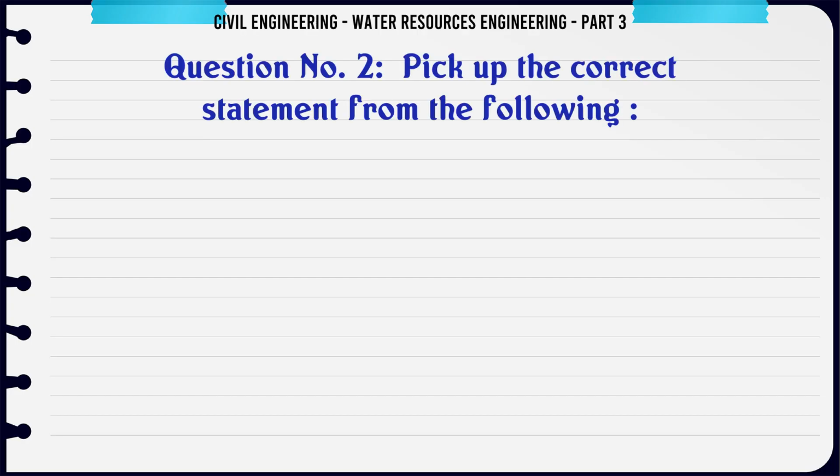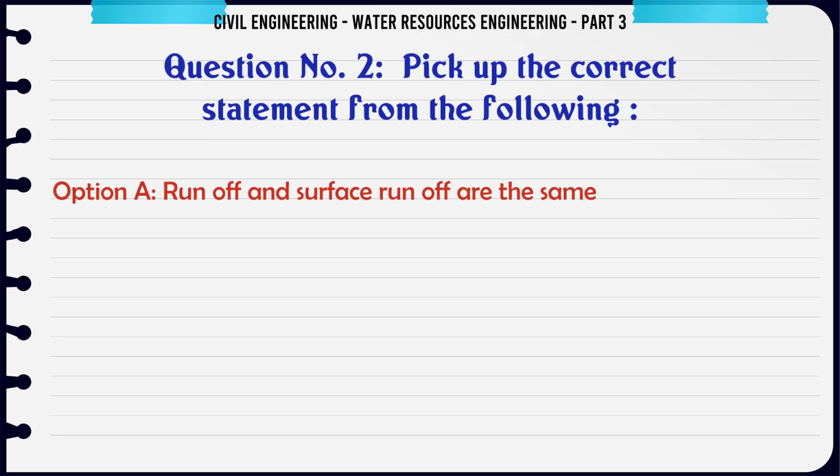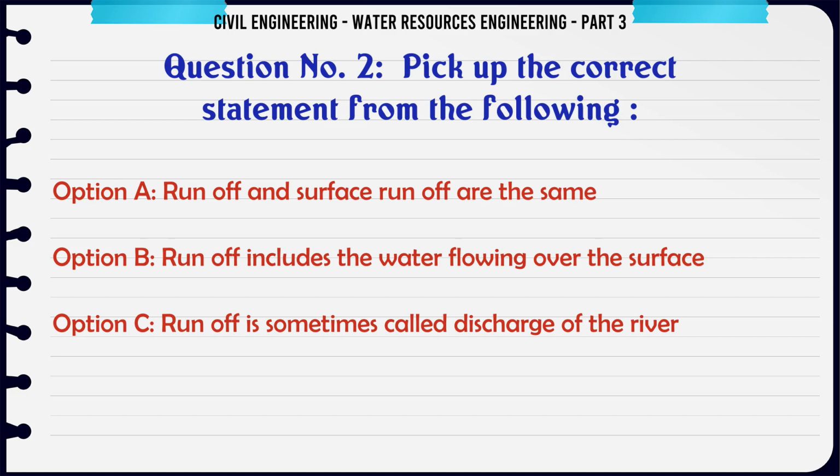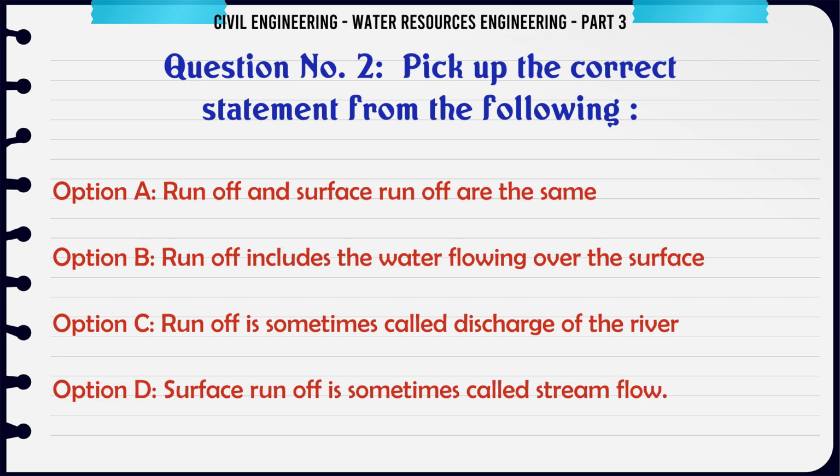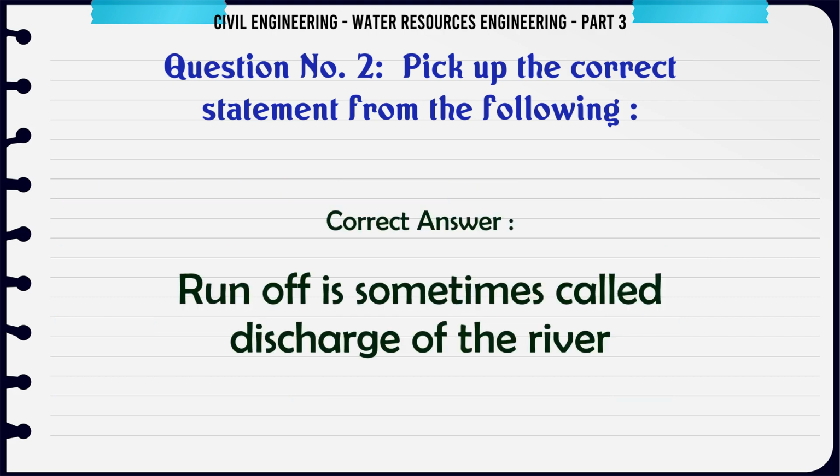Pick up the correct statement from the following. A. Runoff and surface runoff are the same. B. Runoff includes the water flowing over the surface. C. Runoff is sometimes called discharge of the river. D. Surface runoff is sometimes called stream flow. The correct answer is runoff is sometimes called discharge of the river.